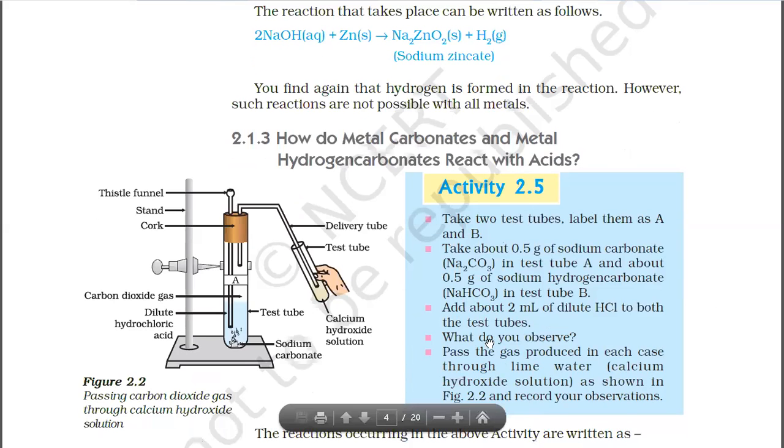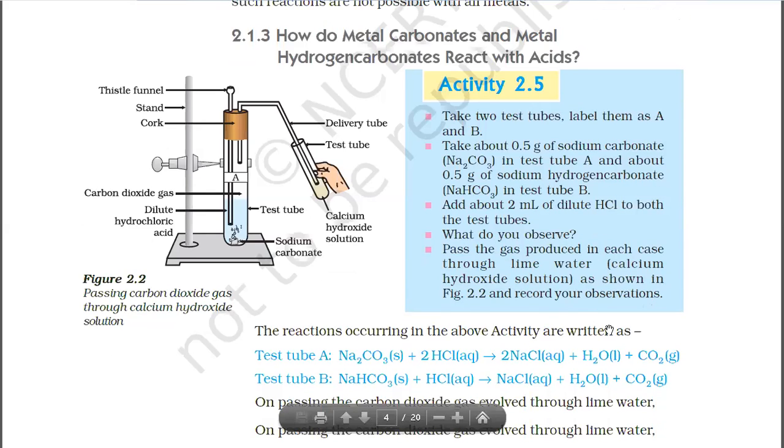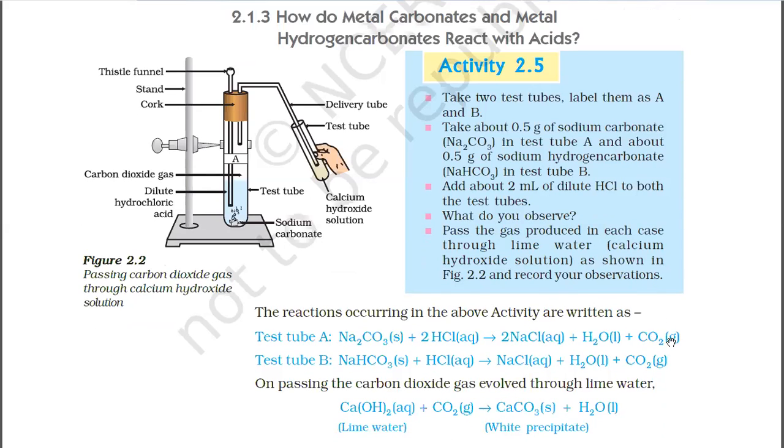How do metal carbonates and metal hydrogen carbonates react with acids? Activity 2.5. Take two test tubes, label them as A and B. Take about 0.5 gram of sodium carbonate in test tube A and about 0.5 gram of sodium hydrogen carbonate in test tube B. Add about 2 ml of dilute HCl to both the test tubes. What do you observe? Pass the gas produced in each case through lime water, which is calcium hydroxide solution, as shown in Figure 2.2, and record your observations.